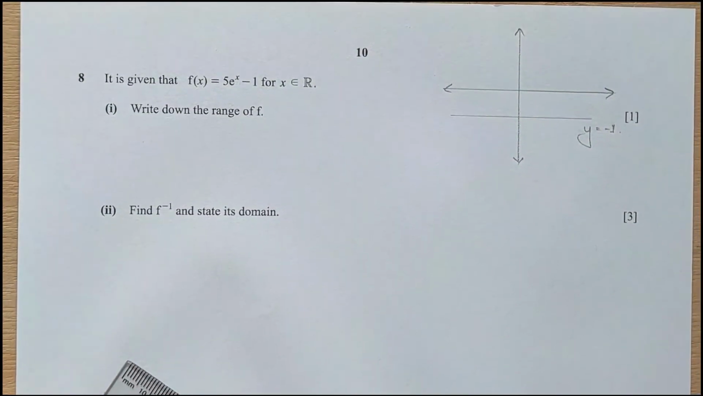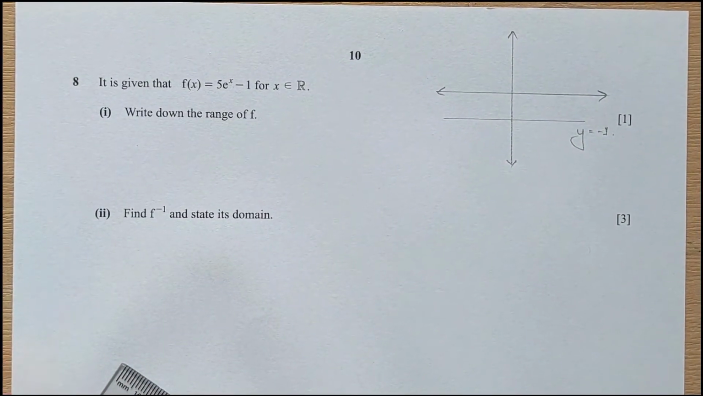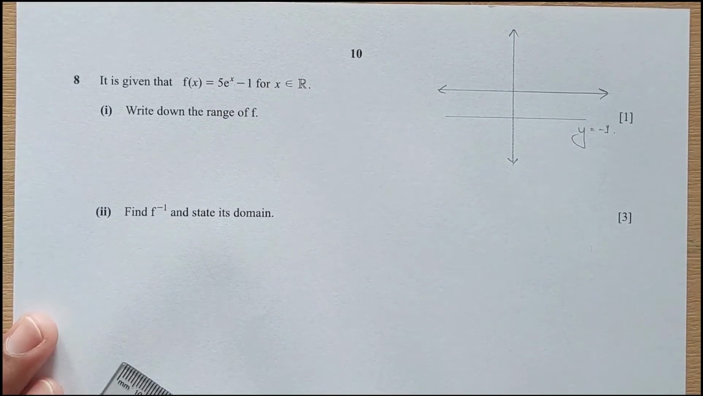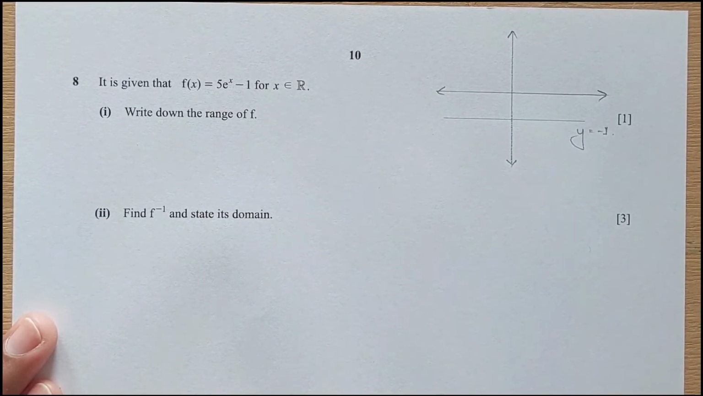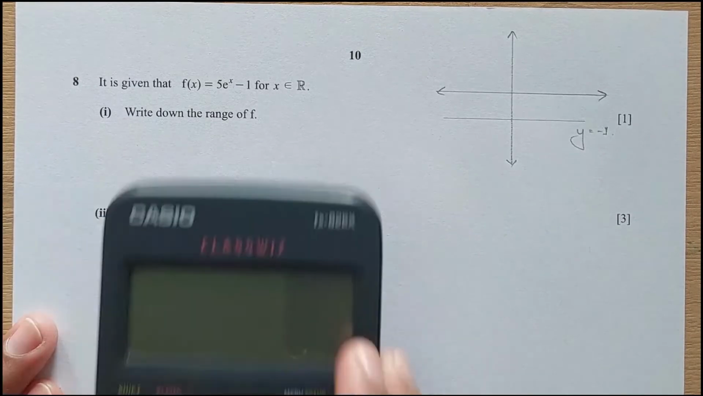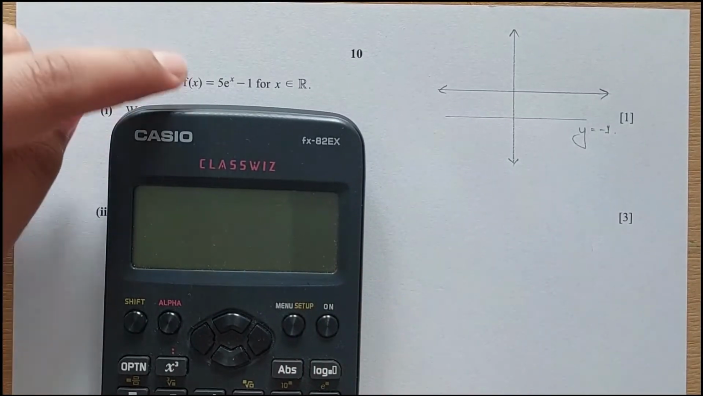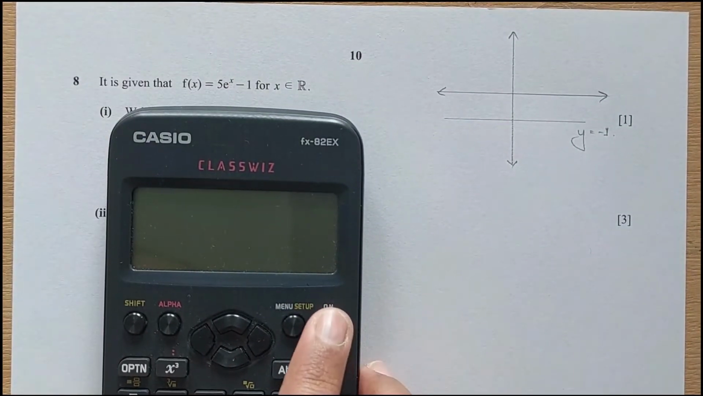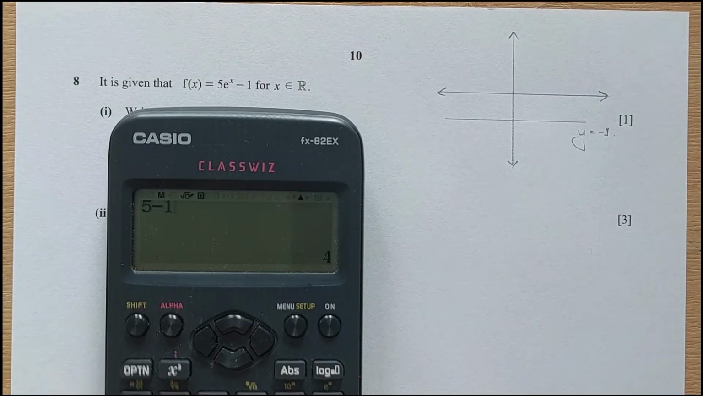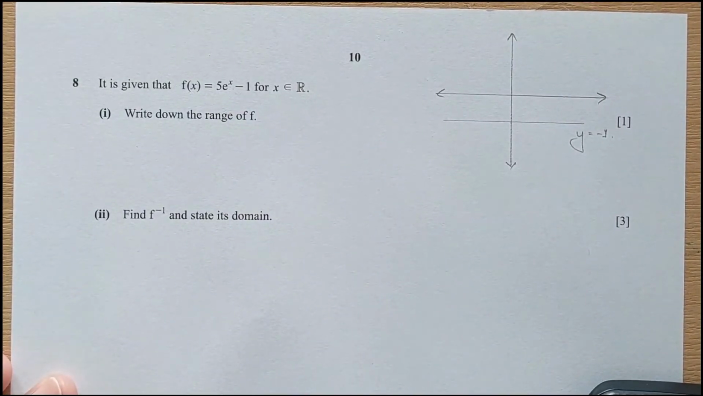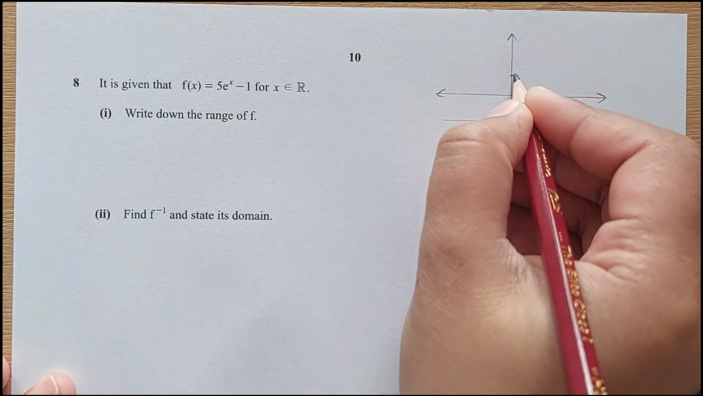Right. Now let me find the y-intercept. The y-intercept is the point where x equals 0, right? So let me put x equals 0. e to the power 0 is just 1, and 5 minus 1 equals 4. So 4 is the y-intercept. Let's say this is 4 here.